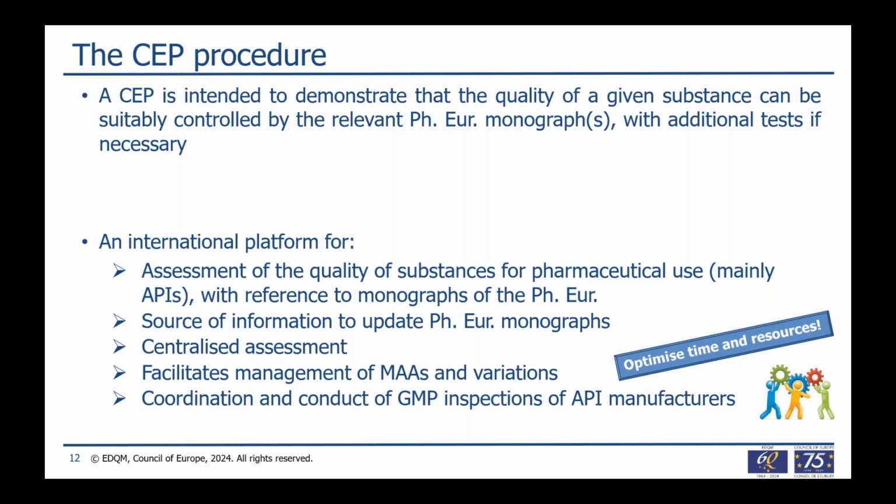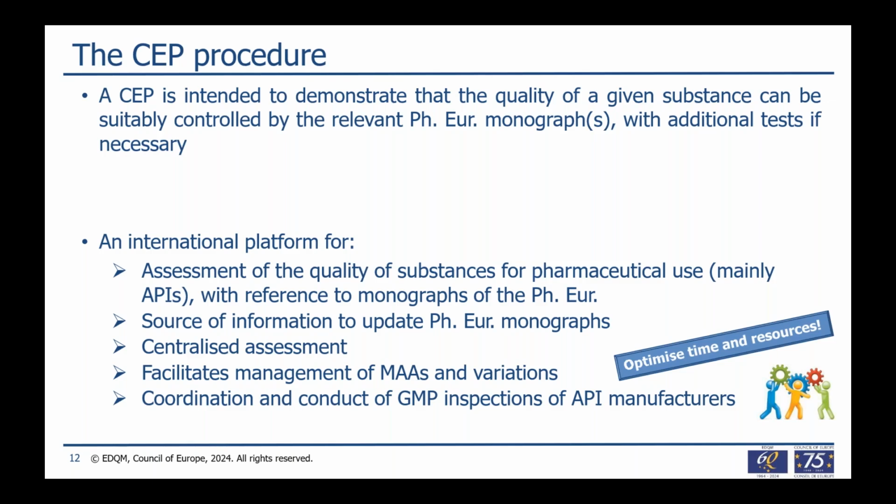The CEP procedure also provides a platform through which we can identify the need to update European Pharmacopoeia monographs. This is facilitated by the fact that through the CEP assessment procedure, we can detect potential deficiencies of the European Pharmacopoeia monograph, which can then be communicated directly to the European Pharmacopoeia Department, EPD, of the EDQM, allowing for a fast and secure transfer of information.